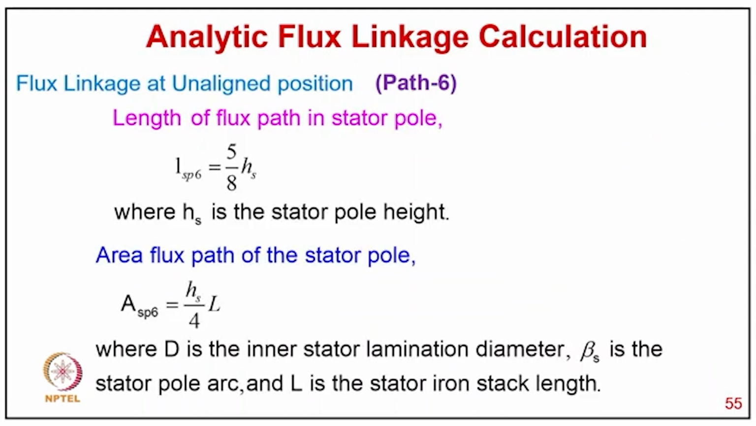Now the length of flux path in stator pole LSP6 equal to 5/8 HS. HS is the stator pole height, and the area of flux path of stator pole ASP6 equal to HS/4 into L. D is the inner stator lamination diameter, beta S is the stator pole arc, and L is the stator iron stack length.